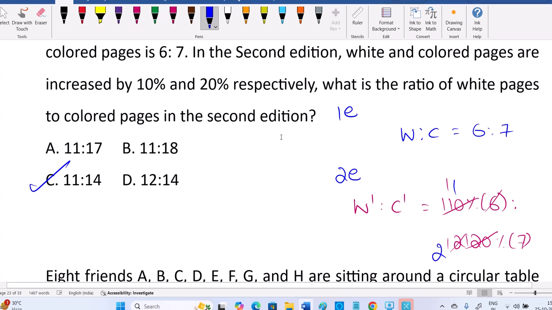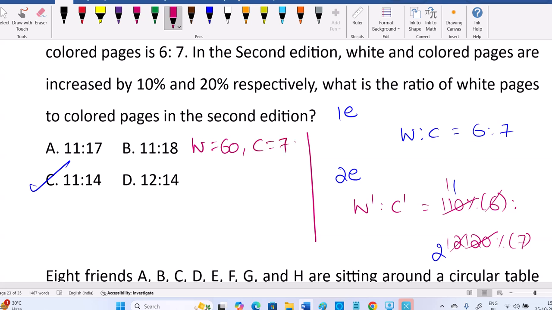Why 110, why 120%? Please see that. Or else, if you are not understanding, what you can do now, sir, I am not getting this point. What you can do: take white pages as 60 and color pages as 70 initially. White pages are 60, color pages are 70, satisfying that ratio. You can take 600, 700 also, no problem.